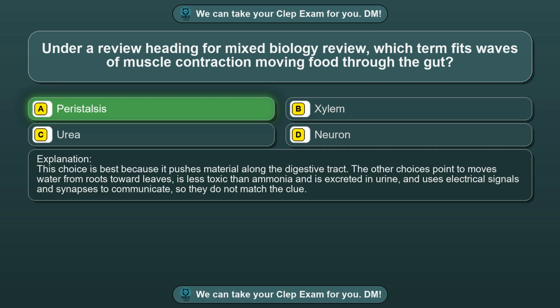This choice is best because it pushes material along the digestive tract. The other choices point to moves water from roots toward leaves, is less toxic than ammonia and is excreted in urine, and uses electrical signals and synapses to communicate, so they do not match the clue.